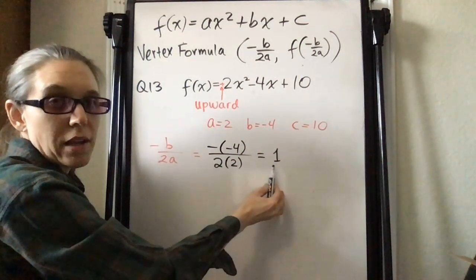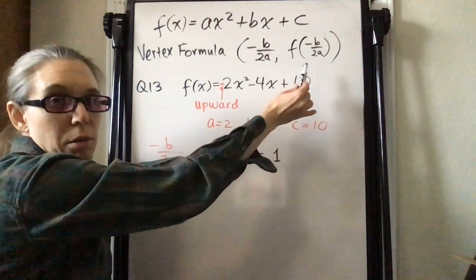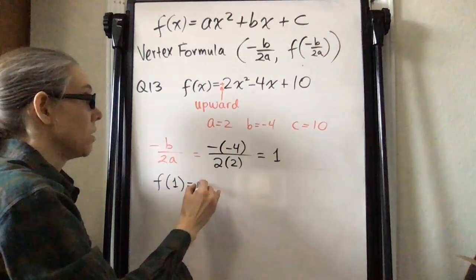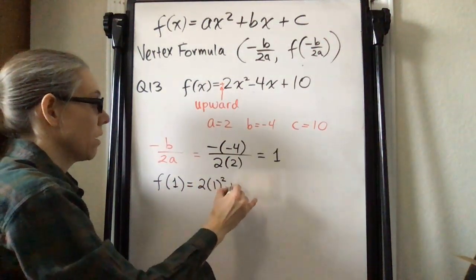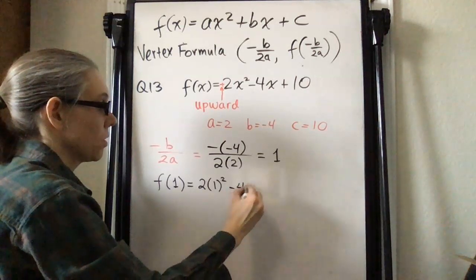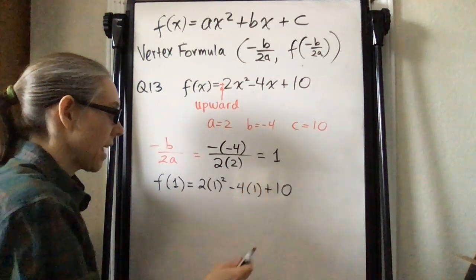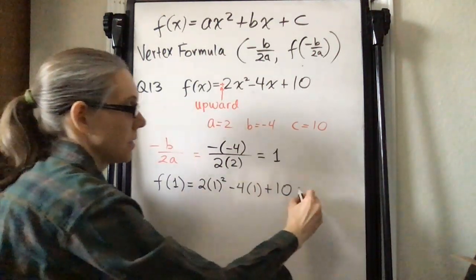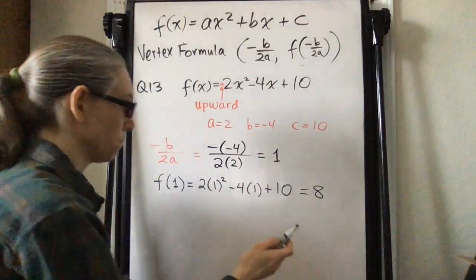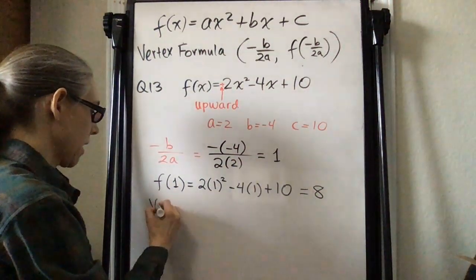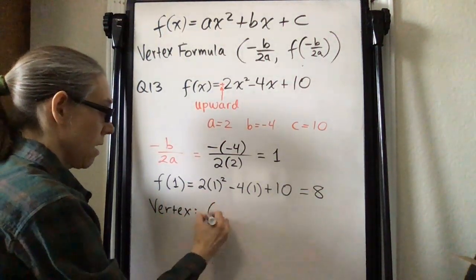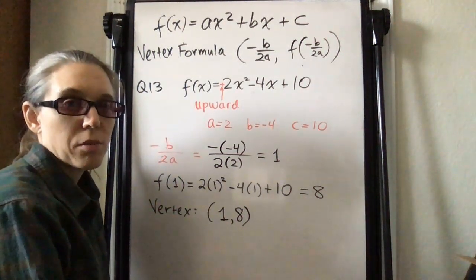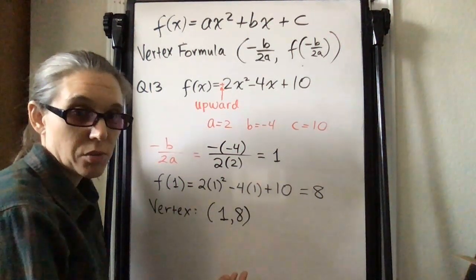To figure out the y-coordinate of the vertex, we take the 1 and we plug it back into the function. So f of 1 is going to be 2 times 1 squared minus 4 times 1 plus 10. So that would be 2 minus 4 plus 10, which is 8. So that means that the vertex is at (1, 8).